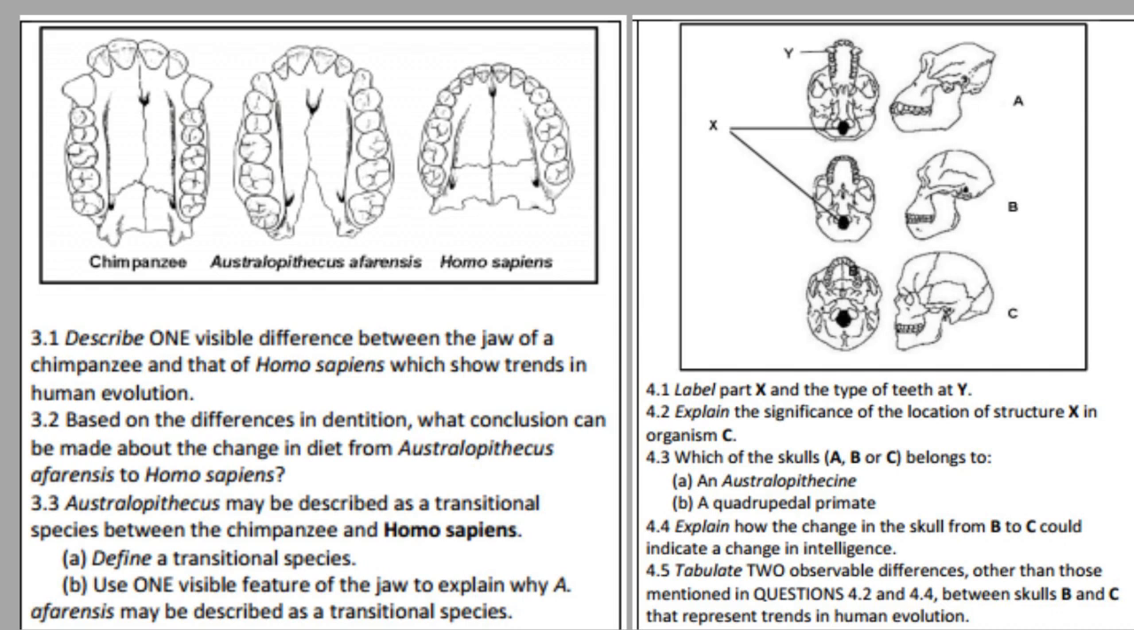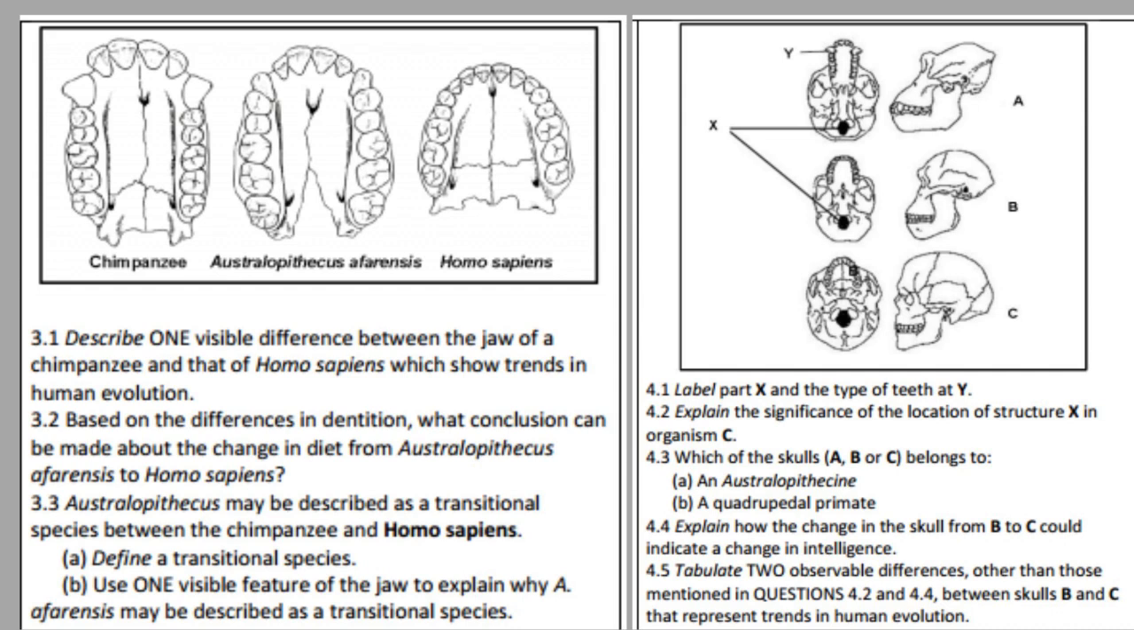Question 4. The diagram below represents the fossilized skulls of 3 different species of primates. They were either bipedal or quadrupedal organisms that habitually walk on all 4 limbs. 4.1 Label part X and the type of teeth at Y. 4.2 Explain the significance of the location of structure X in Organism C.